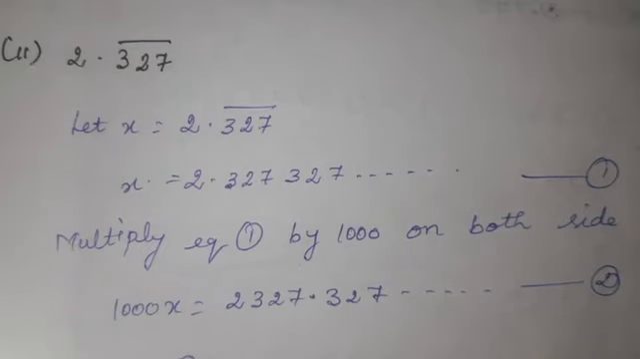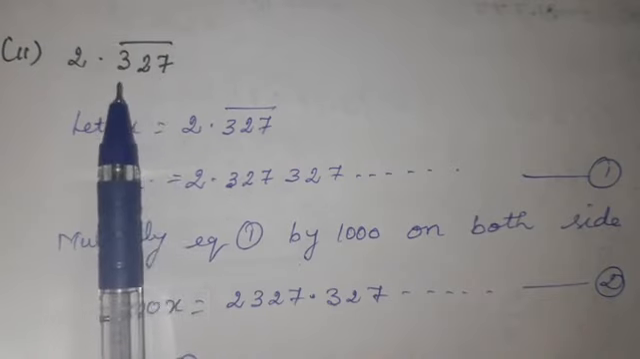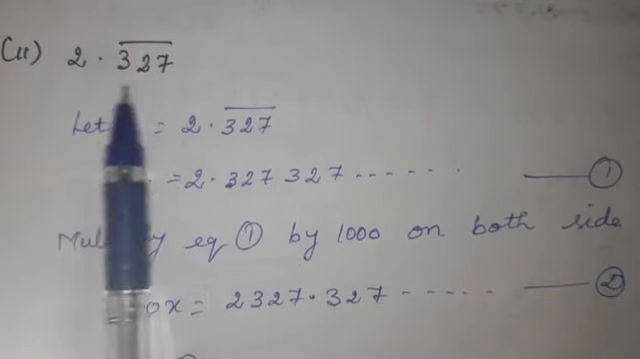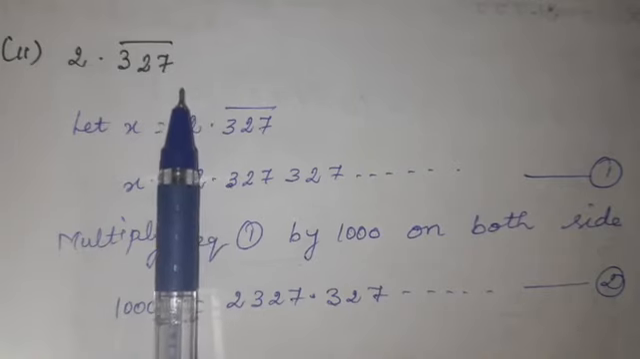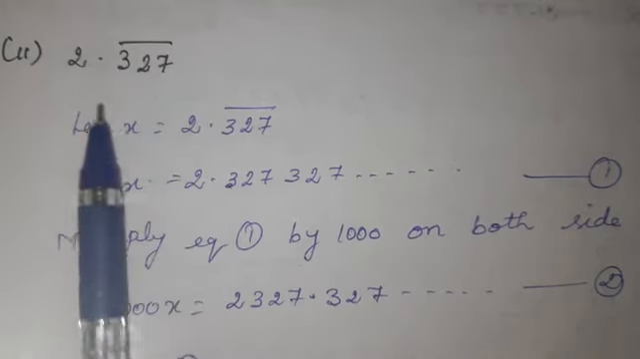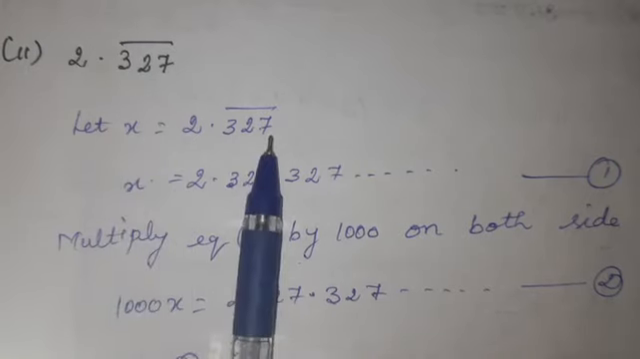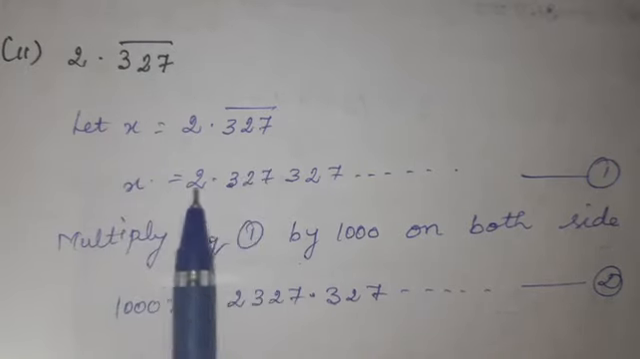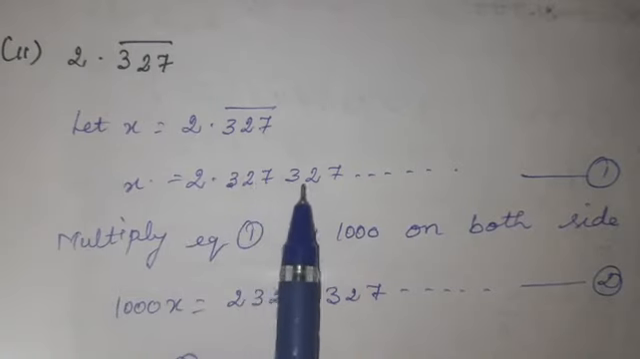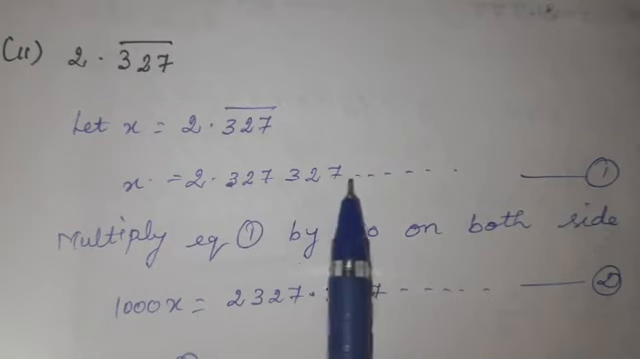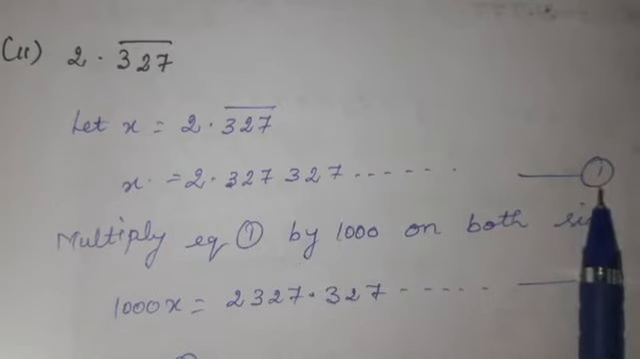Second question, 2.327 bar. The bar is only over 327. This is a decimal format, and we convert it into rational numbers. First, for the given question, let x be equal to 2.327 bar. Bar means the repeating part is 327, next repeating 327, next 327 etc. That we mark as equation 1.